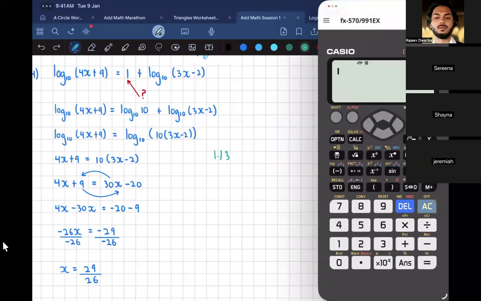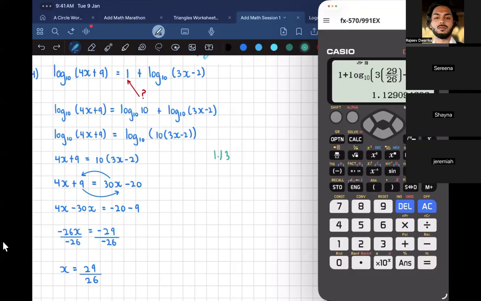Let me see if that's the case. So 1 plus log base 10, open bracket, close bracket, on the inside the fraction 29 all over 26, minus 2. So when I press equal, what am I supposed to get, Serena? 1.13. Bam. Again, math is very cool, right?